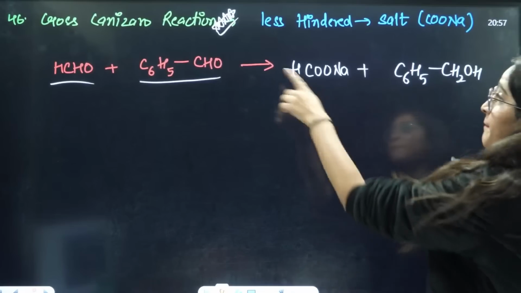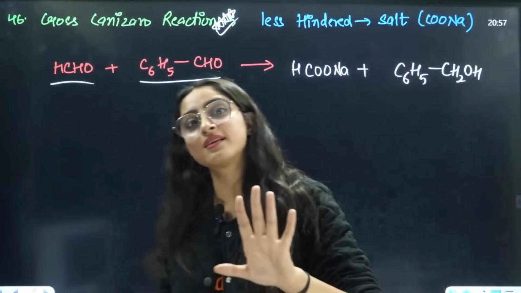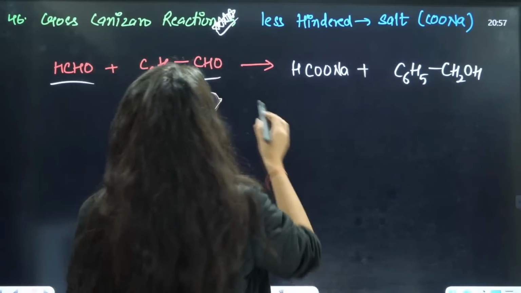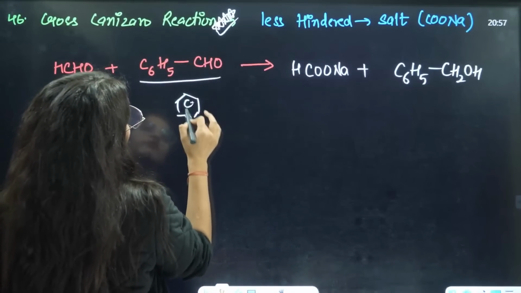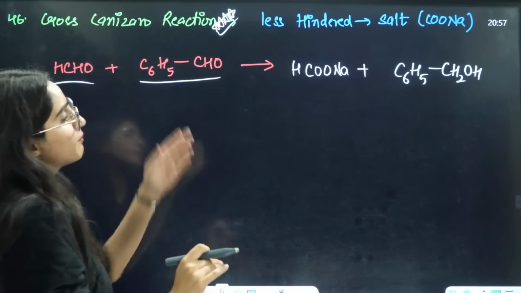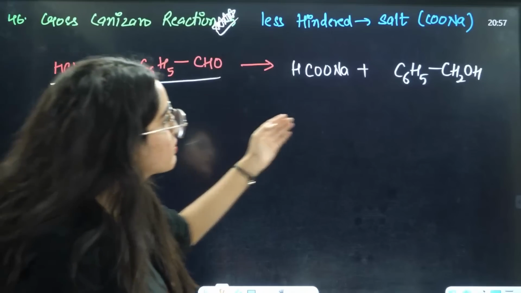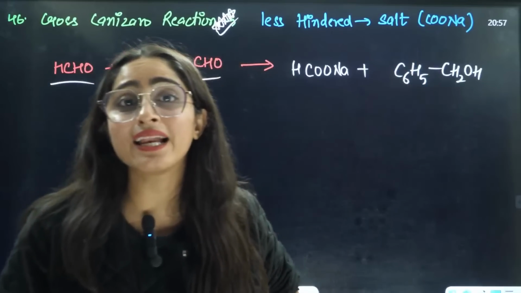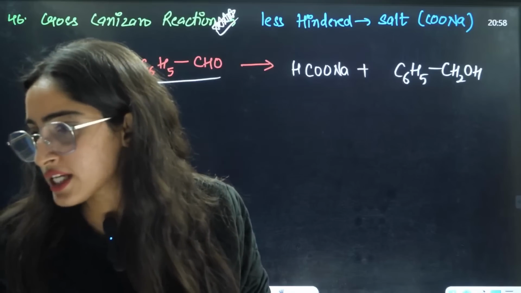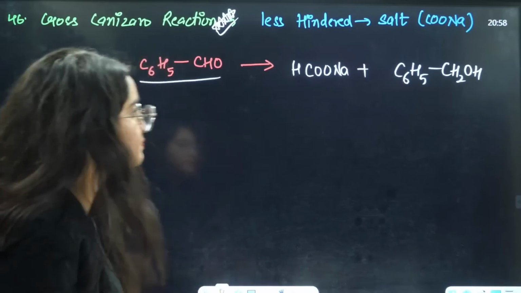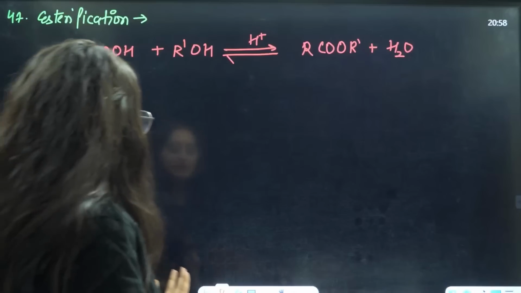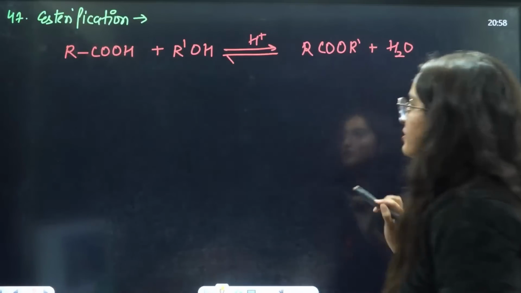C6H5CH2OH, because the number of carbons will remain the same. Sometimes students say, okay ma'am, here phenol will be formed. Arey, how? The number of carbons will be the same, no? So this will be benzyl. Benzyl alcohol will be formed here. Okay? Understood? Yes.